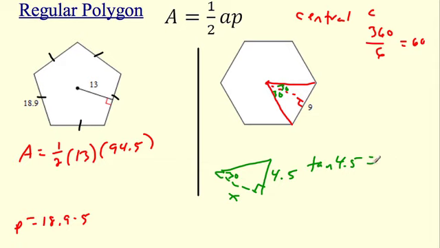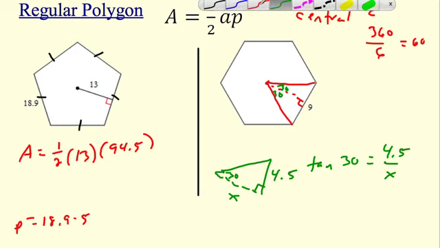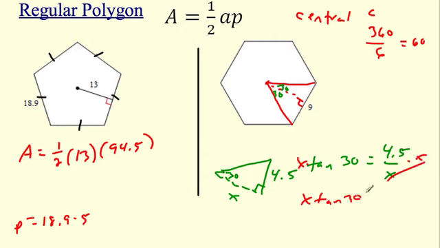Tangent of 45, or 4.5. What am I doing? Holy cow. Tangent of what? Tangent of 30. The angle is opposite over adjacent. So in this case, I'm going to times both sides by x to get x out of the bottom. Do not like x in the bottom. They cancel. x tangent 30 equals 4.5. And then what am I going to do? I'm going to divide both sides by tan 30.